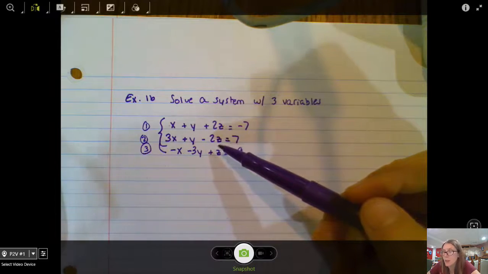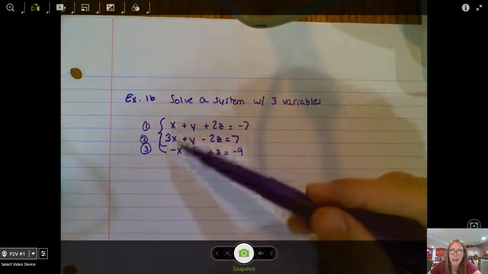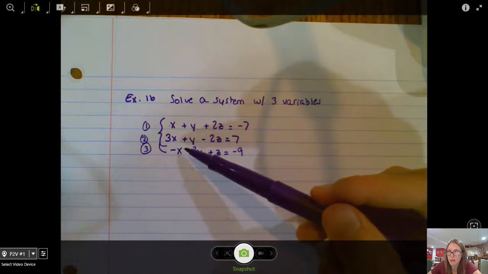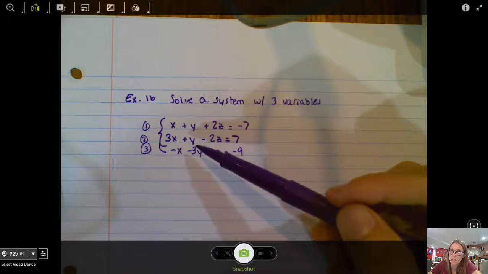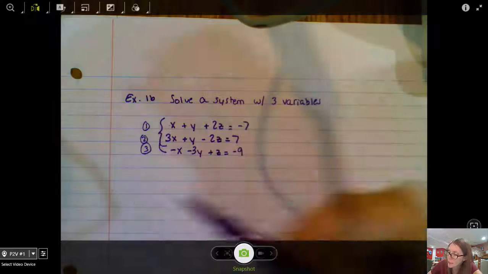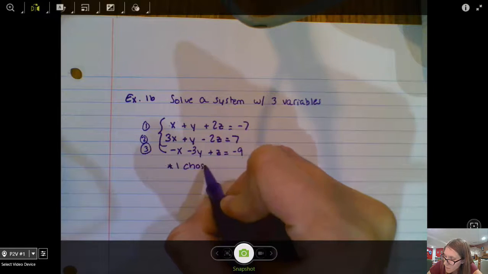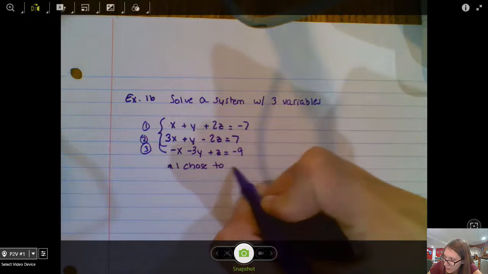And you definitely do not need to eliminate the z's. You could think, okay, the x's, I have an x and a -x, let's work with those. You could say, I have a y and a y, I'll work with that. It really doesn't matter what variable you eliminate first. But I chose to eliminate a z right away.